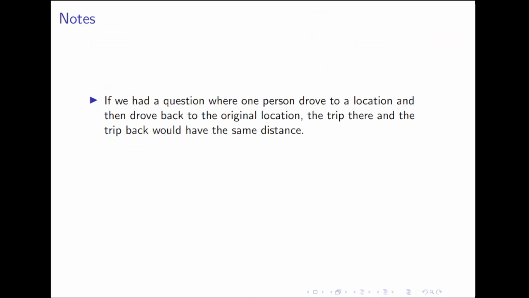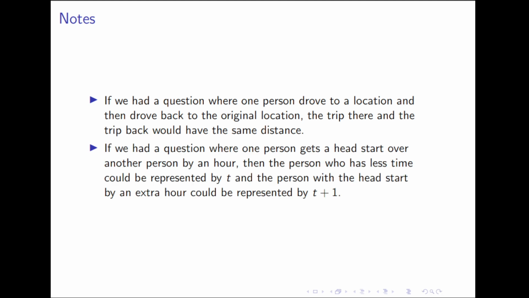Some quick notes about other situations that might occur. If we had a question where one person drove to a location and then drove back to the original location, the trip there and the trip back would have the same distance. If we had a question where one person gets a head start over another person by an hour, then the person who has less time could be represented by t, and the person with the head start by an extra hour could be represented by t plus 1.